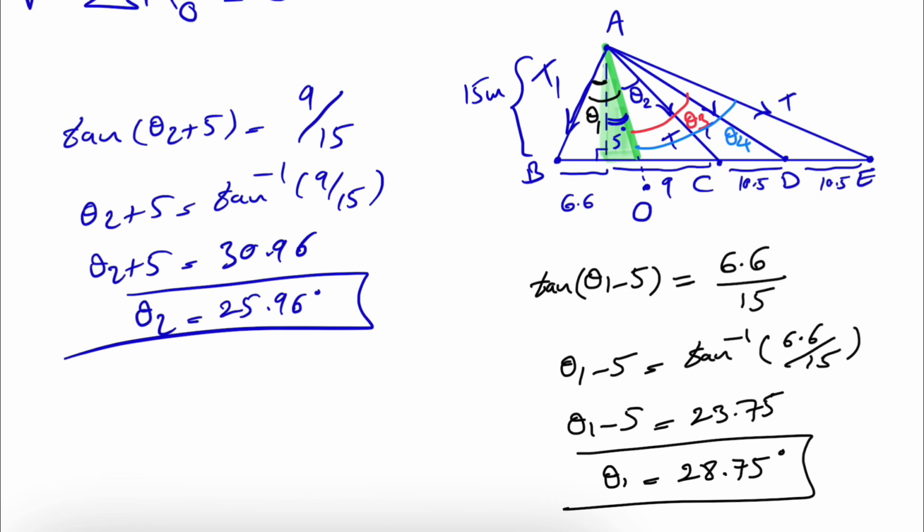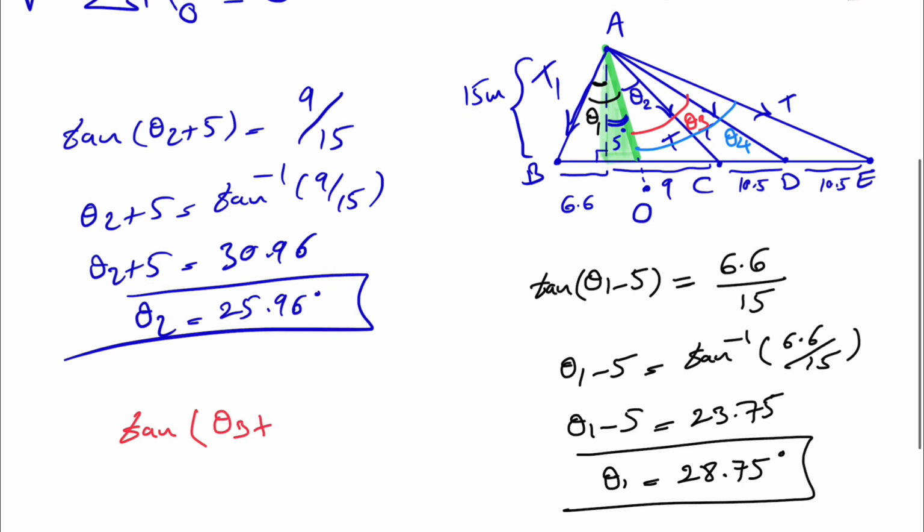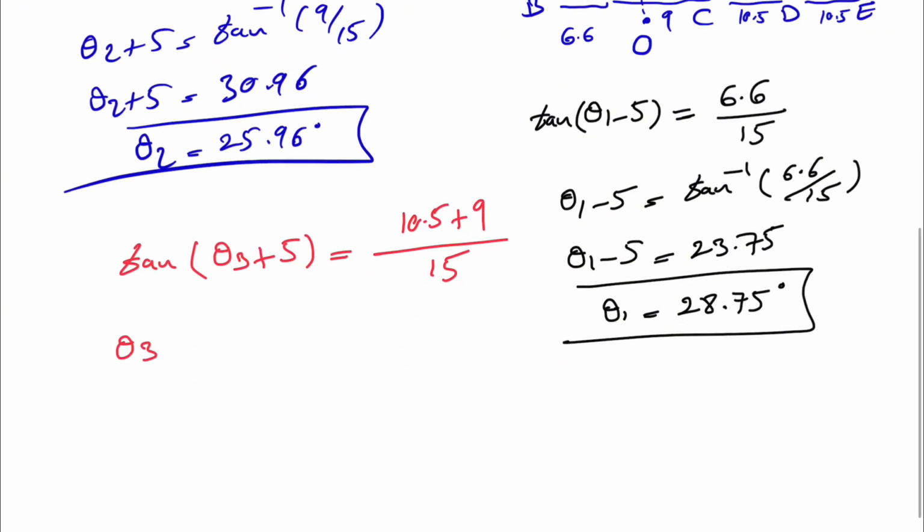Second one is out. Let's move on to the third one. And for the third one, again, I'm going to show the right triangle that we have to consider for this one in red. This time we have to look at this one. The opposite is 9 plus 10.5 and the adjacent is the same. So tangent of this time we have theta 3 plus 5 will be equal to 10.5 plus 9 over 15. And same thing, theta 3 plus 5 is equal to the tangent inverse of 19.5 over 15.